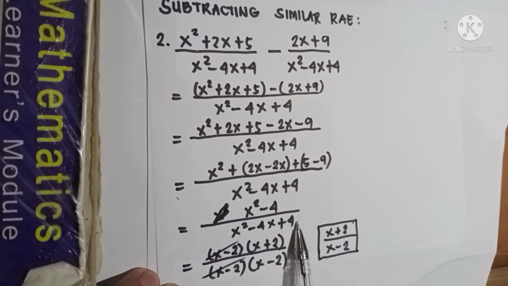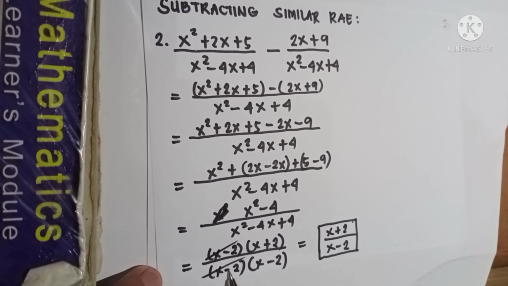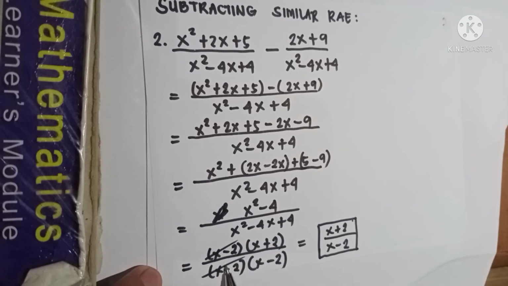To continue, to factor the denominator, x squared minus 4x plus 4, this can be factored using perfect square trinomial. Why? Because the first and the last terms are perfect squares, and the product of their square roots and twice of it is our middle term. So to factor this one, we will distribute again this x squared in the two parentheses, and 4, that is 2 and 2. But since our middle term is negative, we have factors of 2 negatives.